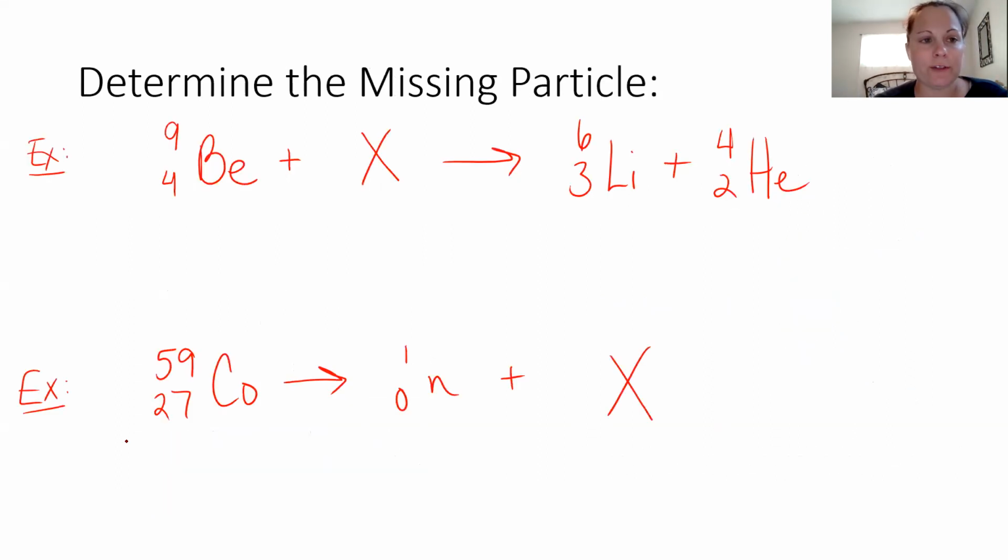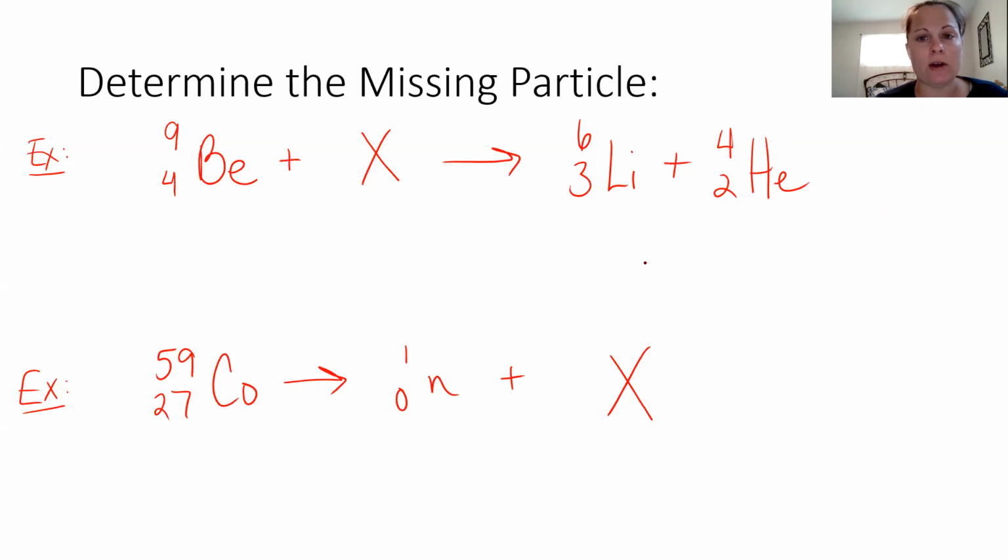So an equation for this might look something like what you see here. I have two examples. Same basic idea. The mass is the top number, the atomic number is the bottom number, and on either side of the arrow, they have to be the same. So what would be the missing particle in the first example? So Be 9, 4, and some missing particle create two new particles, Li 6, 3, and an alpha particle. So what's the missing particle here?